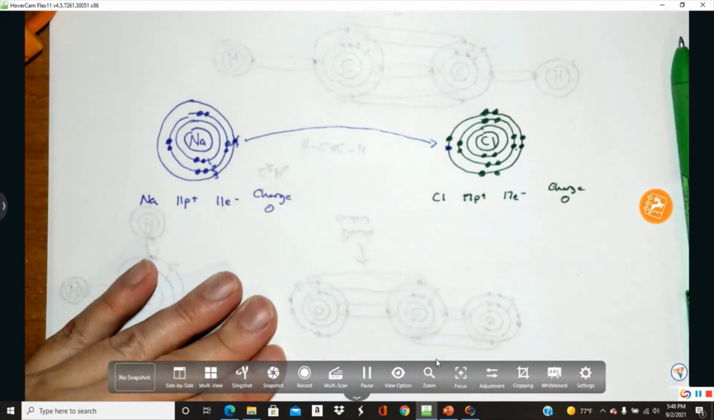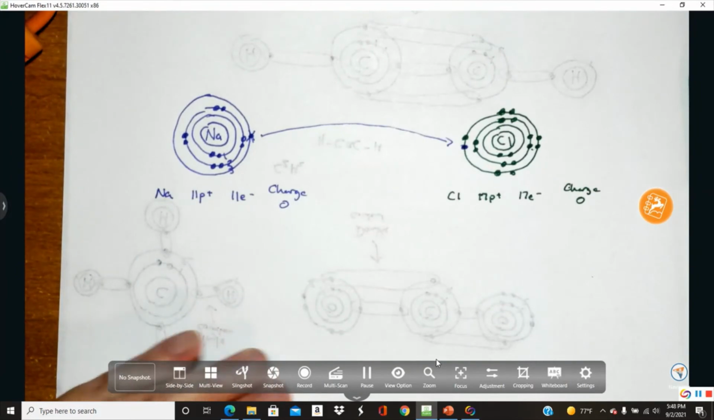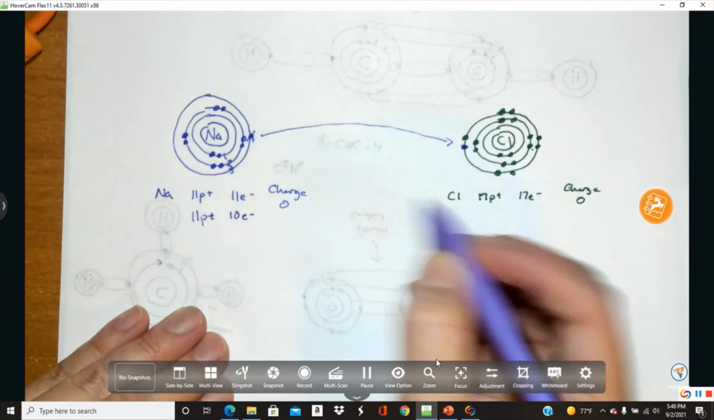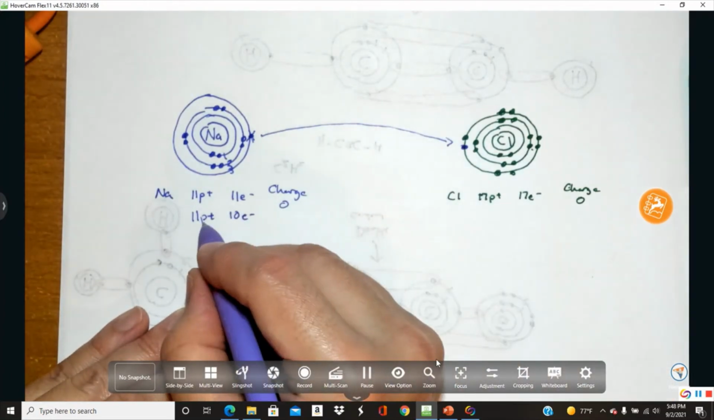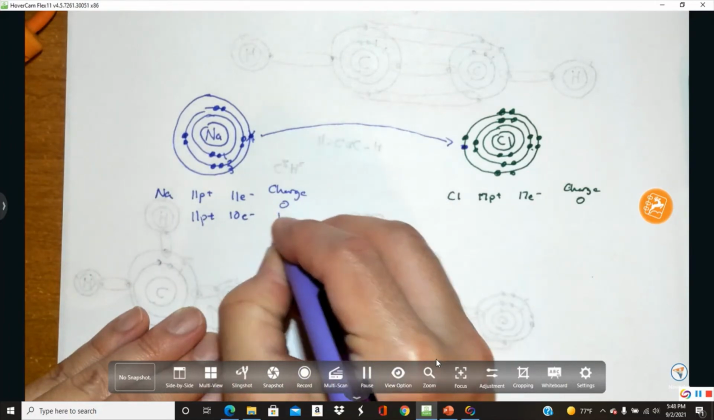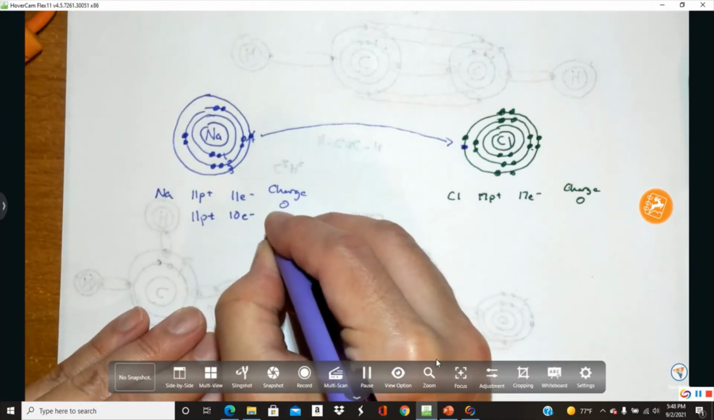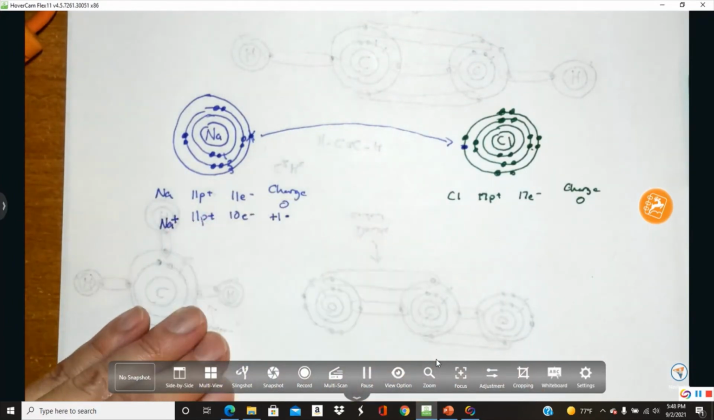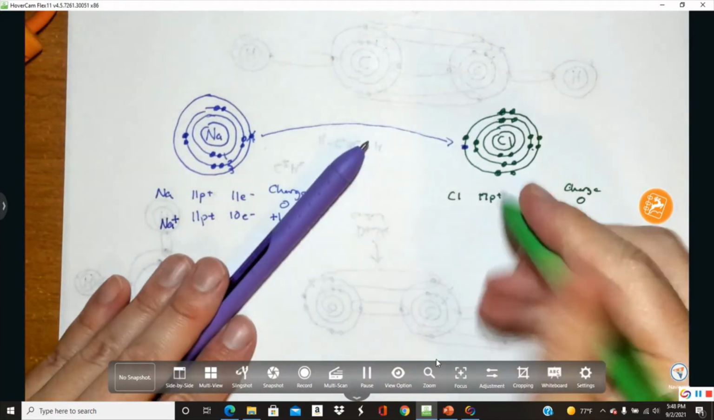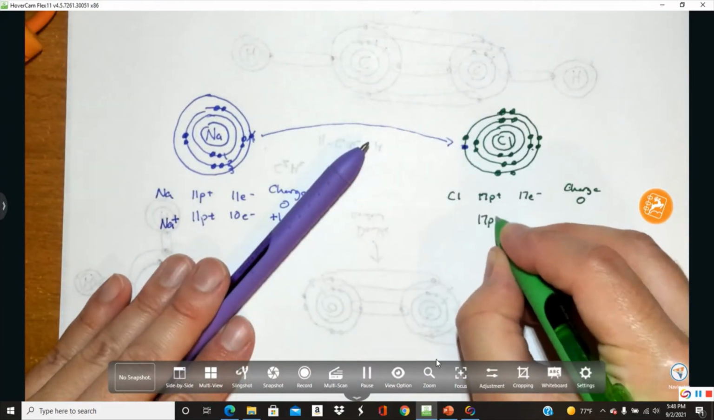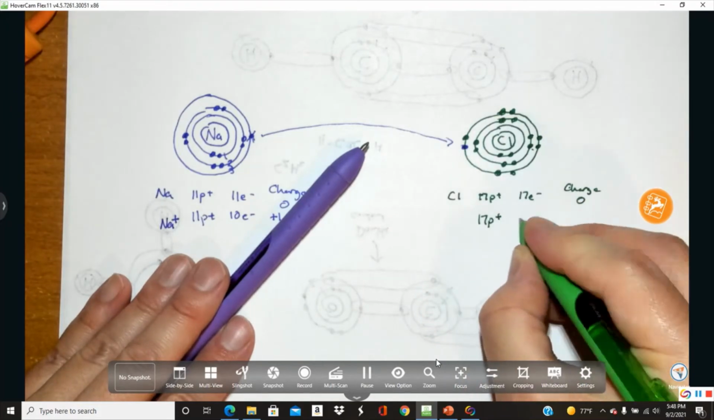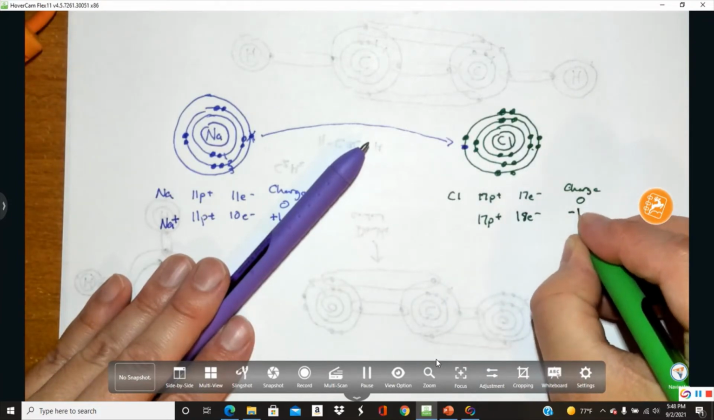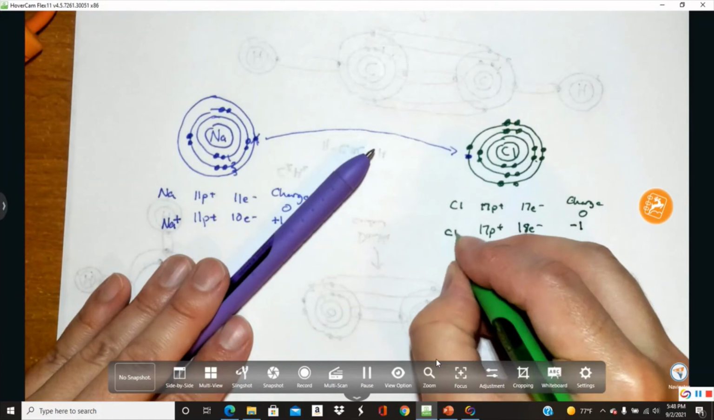Okay, and sorry if you can hear my dog. So what's going to happen is we have 11 protons, but we only have 10 electrons. So in this case, there's now one more positive than there are negatives, so it will get a +1 charge, okay? And so we're going to call it Na positive. Now this guy here, chlorine, had 17 protons. That number doesn't change, but what's going to happen is it now has 18 electrons, so now it has a -1 charge. So we're going to call it Cl minus, okay?